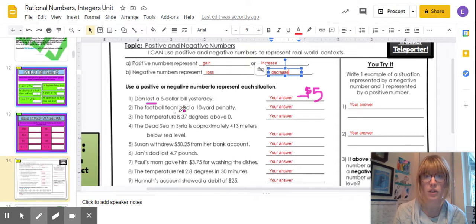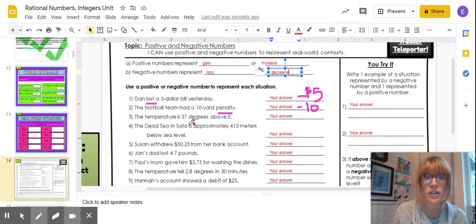The football team had a 10-yard penalty. Again, keyword, right? Penalty. Are we going to be gaining or losing? And in this case, we're going to have a penalty which puts us back. So it's minus 10 yards in this case.